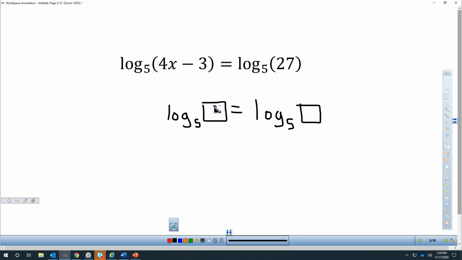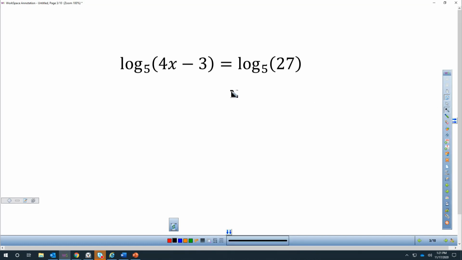You can't have log base 5 of one thing, say 6, and then log base 5 of another thing and have them be equal. So in order for these to truly be equal, whatever goes in the blank has to be the same number. Okay, so using that idea, that tells me that 4x minus 3 and 27 both have to be the same thing. They have to be equal. And once I know that, I now have a new equation that I can solve for x, and it'll tell me what x has to be so that 4x minus 3 and 27 are the same. So let's go ahead and solve this for x.